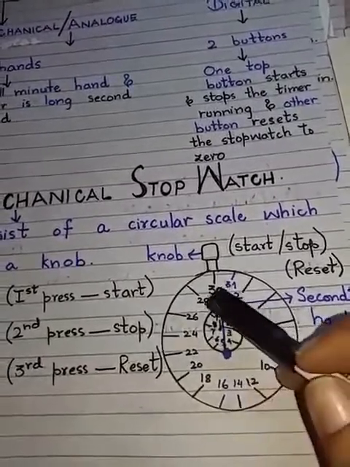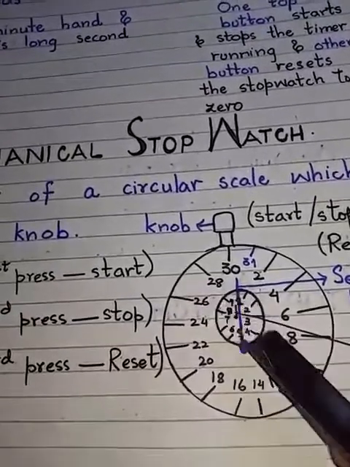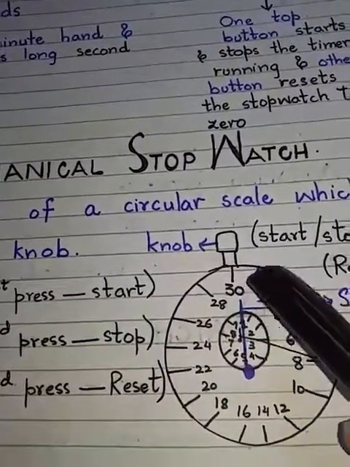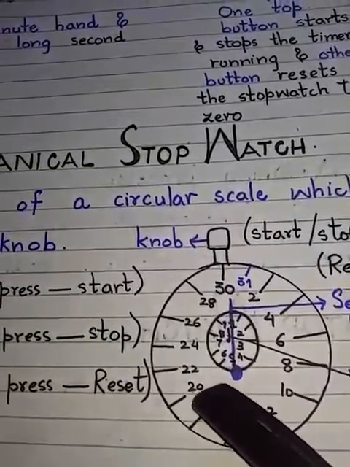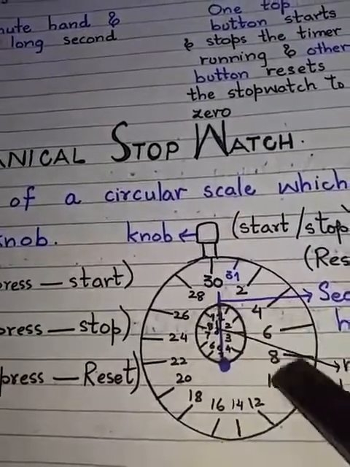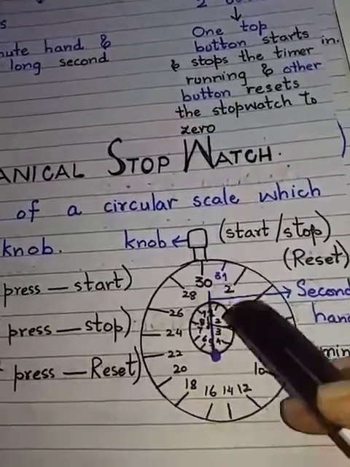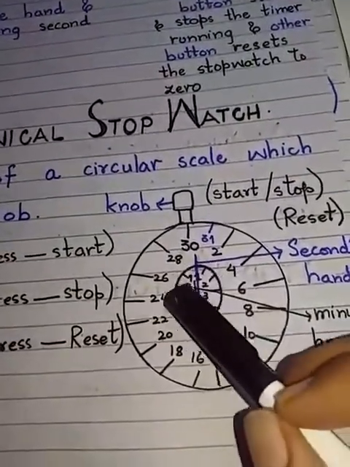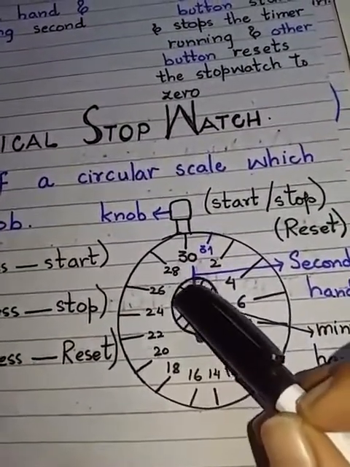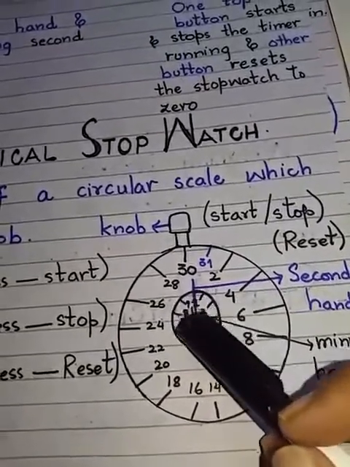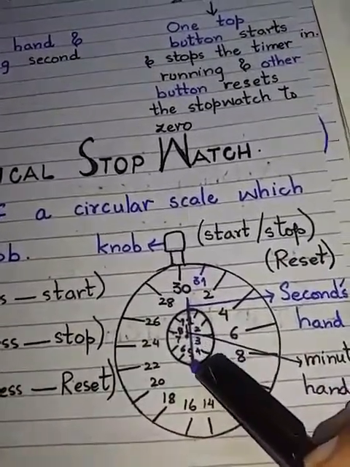Inside this large circular dial, as you can see, another small circular dial is also given. On the large dial, the scale readings 2, 4, 6, 8, 10, 12, 14, 16 and so on are given for seconds, when we measure the time period in seconds. Inside this small dial, the readings 1, 2, 3, 4, 5, 6, 7, 8, 9, 10, 11, 12, 13 indicate the time period in minutes.